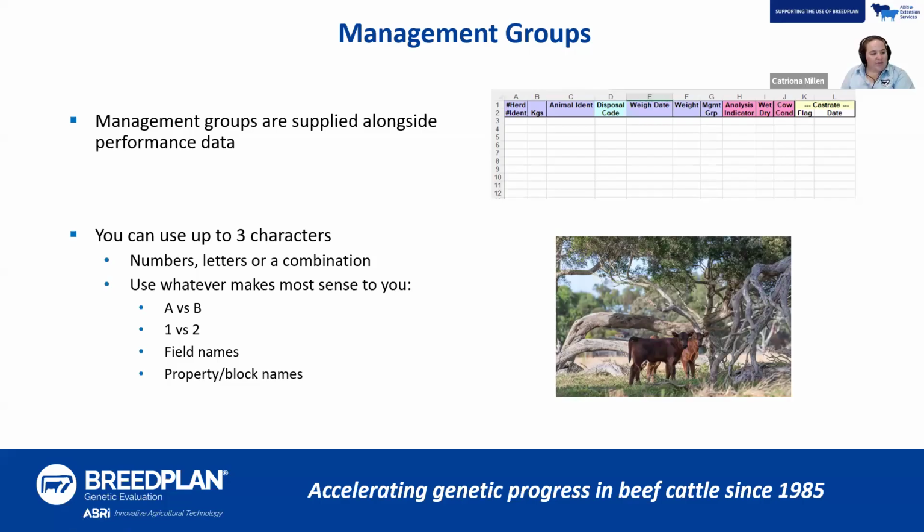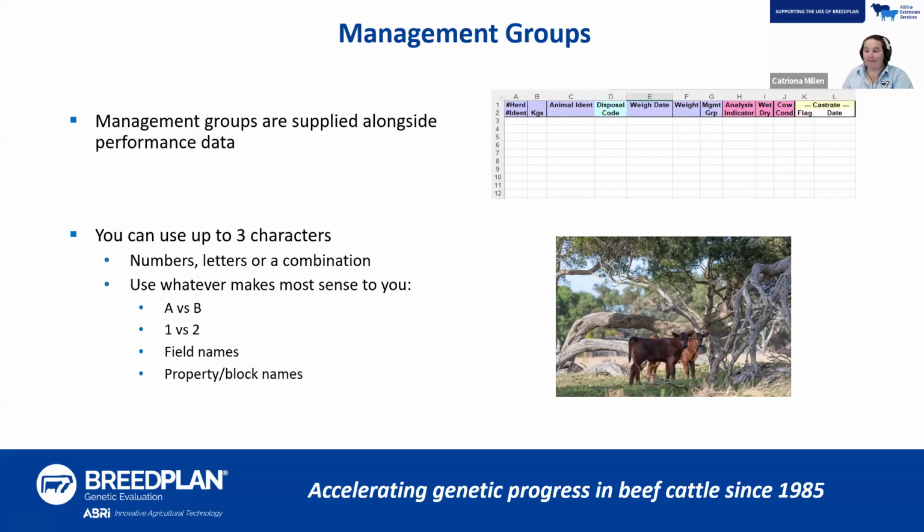And in terms of how you do that, you can use up to 3 characters. They can be numbers, letters, or a combination. Use whatever makes the most sense to you. I've seen plenty of people use A versus B versus C. I've seen people use 1 versus 2 versus 3. I've also seen people use field names.